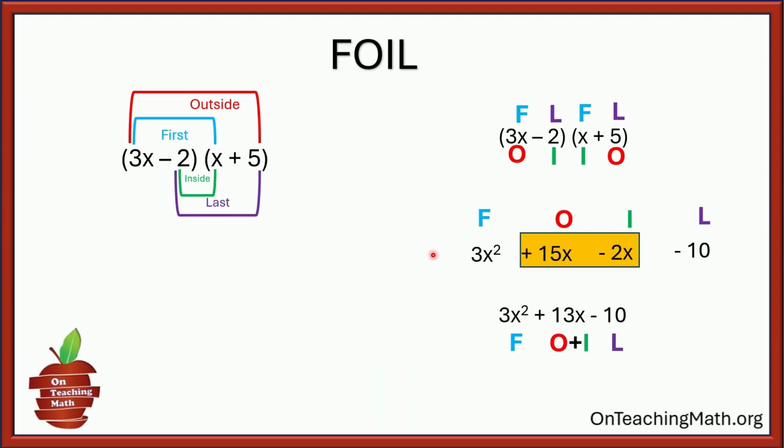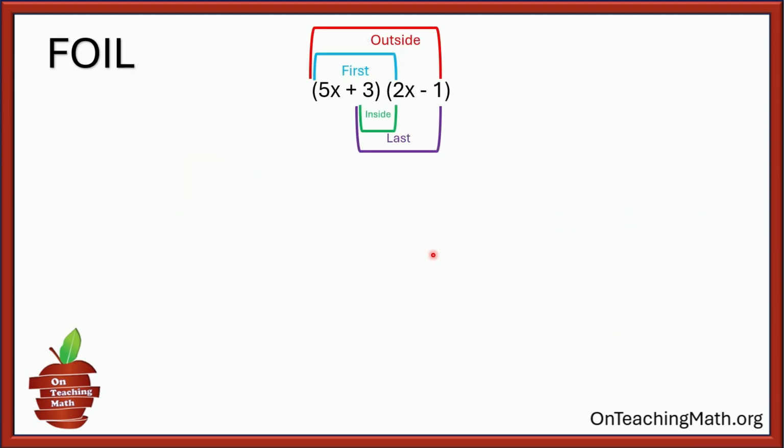So let's see an example of it, right? First, outside, inside, last. So let's do a new one. Let's say we're going to do 5x plus 3 times 2x plus 1. So the first would be 10x squared, right? The first would be these two. Okay, now the O stands for outside. The outside would be 5x times negative 1. That's negative 5x. The inside, 3 times 2. Well, that makes it plus 6.